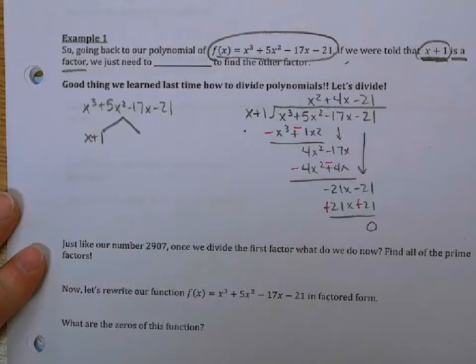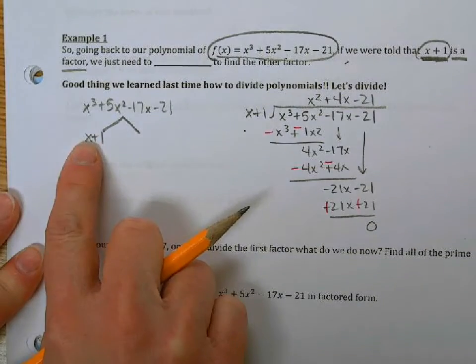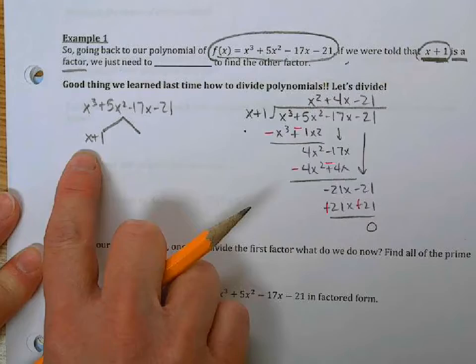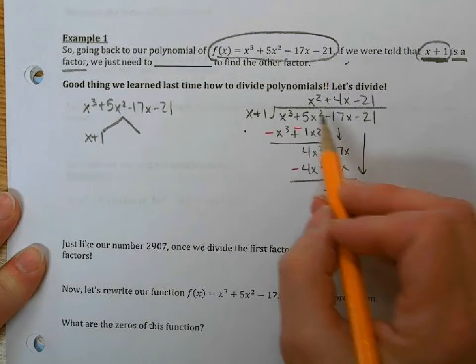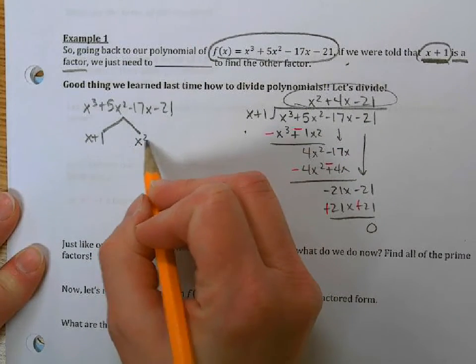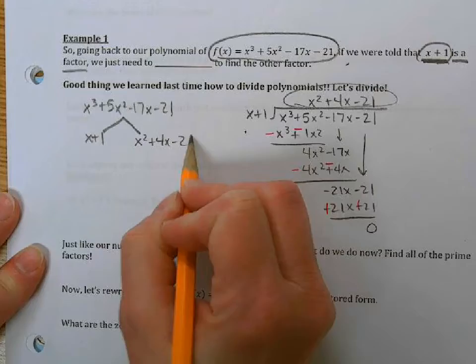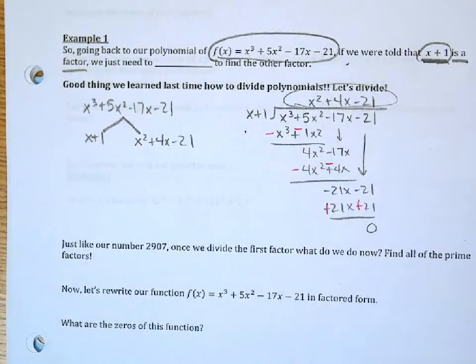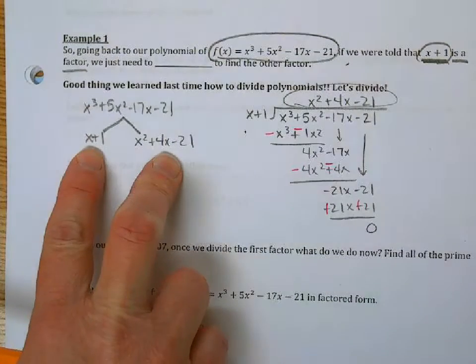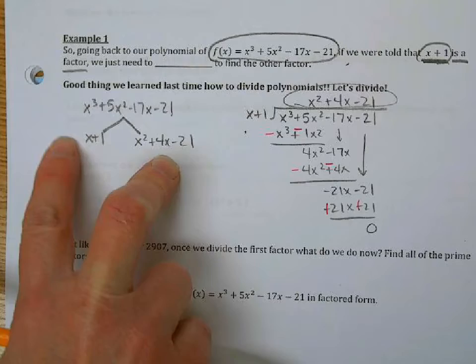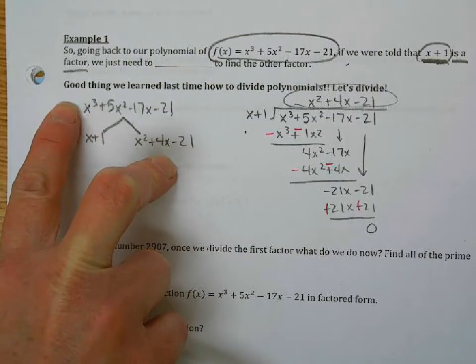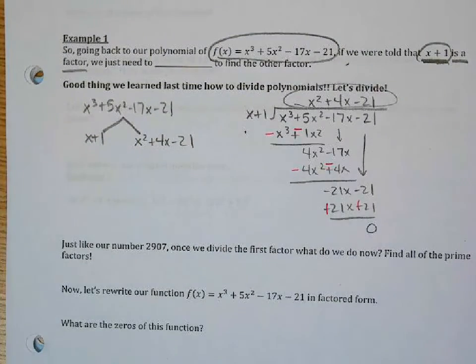Okay, so I create this cool factor tree over here. Are you with me? X plus 1, when I divided this polynomial by x plus 1, what did I get? What was the answer? X squared plus 4x minus 21. Right? So that means if I take these two and multiply them together, it would give me that original polynomial. Yes?